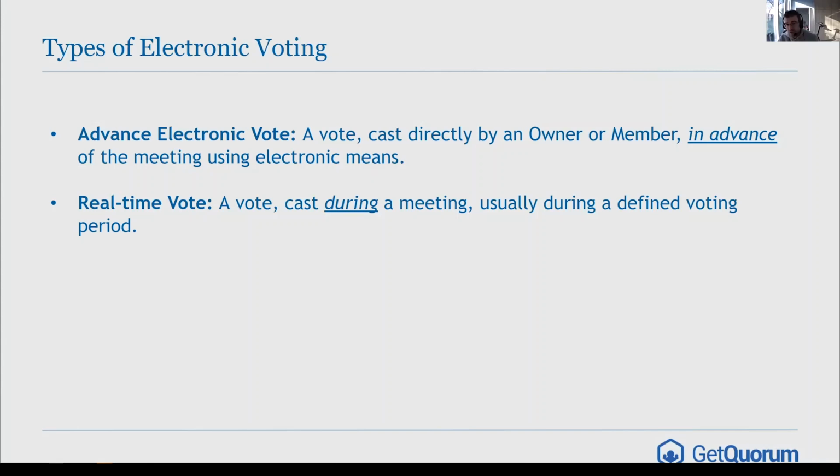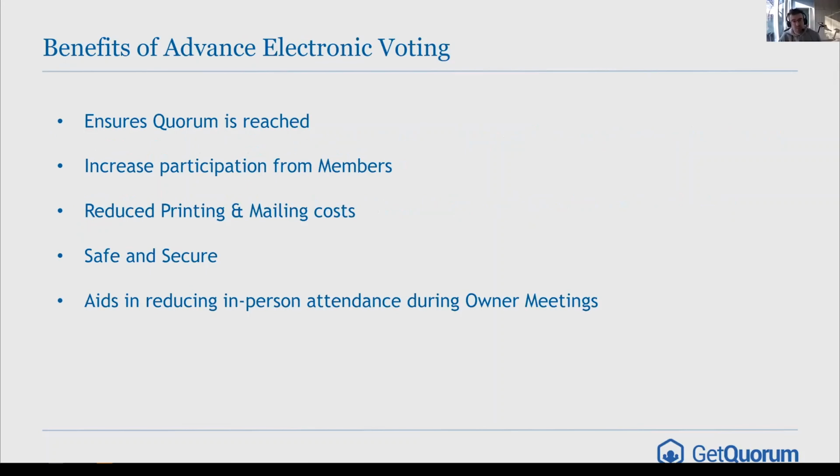By comparison, a real-time vote is a vote that is cast typically during a meeting, and during the meeting, it is actually done in the middle of a voting period. So the advanced vote is done by the members before the meeting, whereas a real-time vote is done during the meeting.